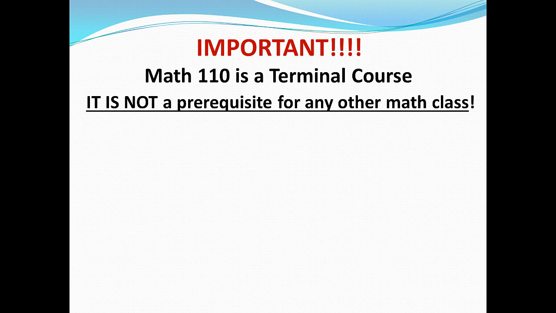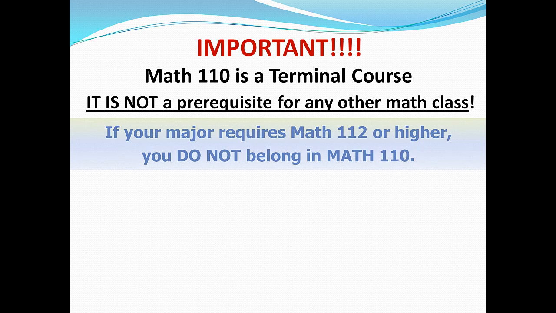I'm going to emphasize this very important point, and that is 110 is a terminal course. It doesn't serve as a prerequisite for any other course. So if you don't think this is the last math class that you have to take for your major, this is probably not the course you should be in. For example, if you have to have Math 112 or something higher than that, you do not need to be in this class. It's not going to help you proceed further. So if your major requires something above Math 110, this is not the course you should be in. You can talk to me after class or at some other point if you'd like.